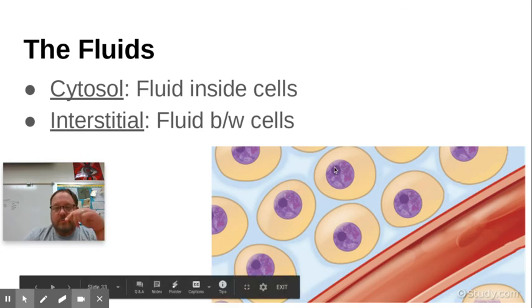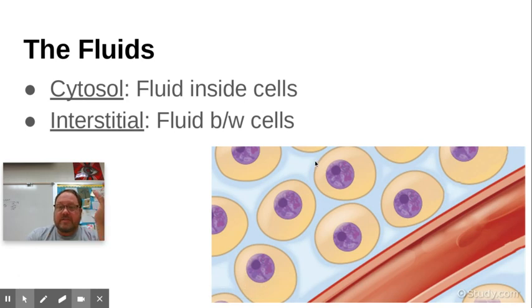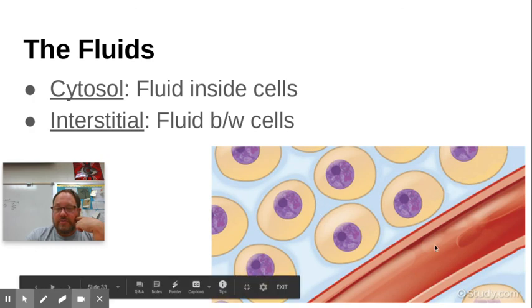Now, there's also fluid between cells, right? Cells exist in water, and the fluid between cells is called interstitial fluid. So you can imagine, here's your bloodstream. So you have maybe nutrients moving through your bloodstream. Those nutrients will move from your bloodstream through the interstitial fluid into the cytosol inside your cells. So again, it's water everywhere.